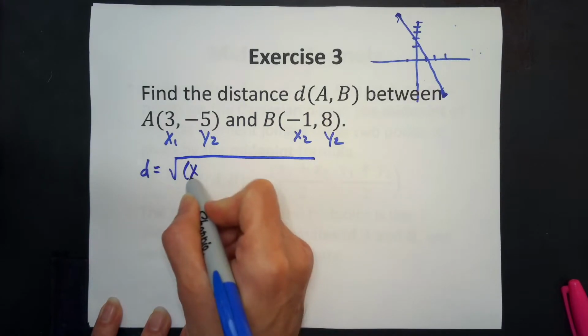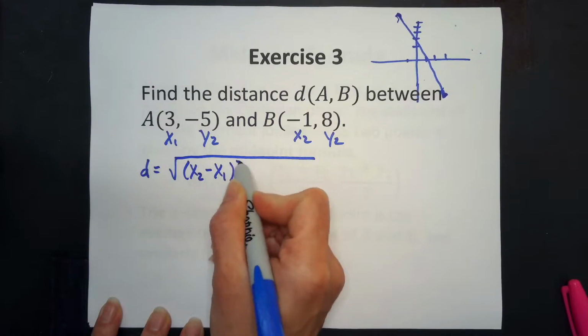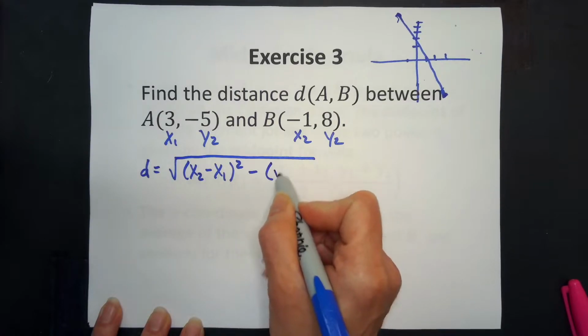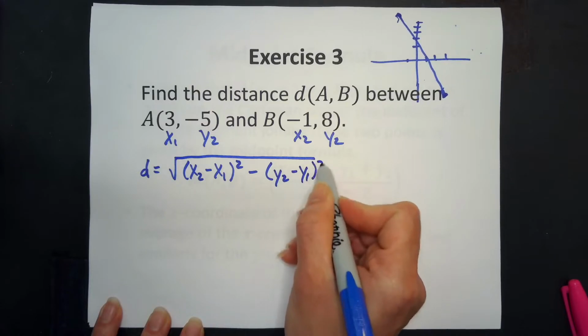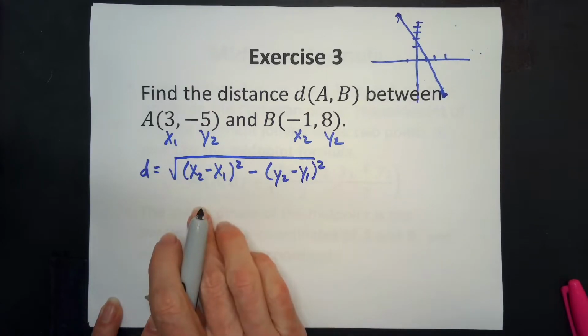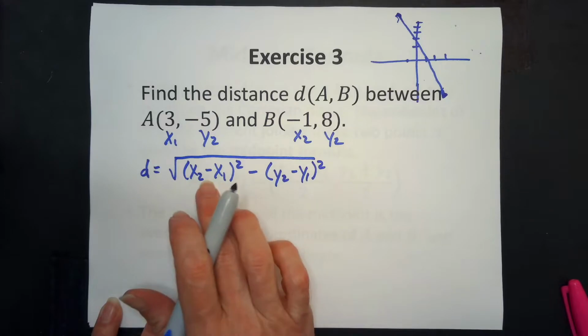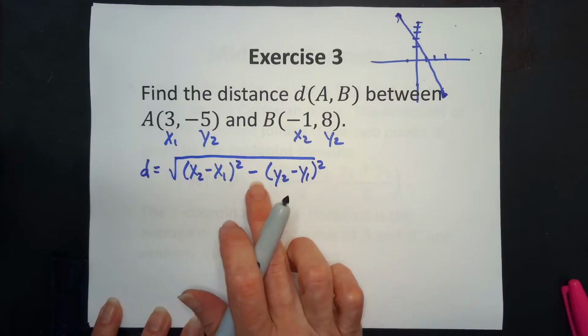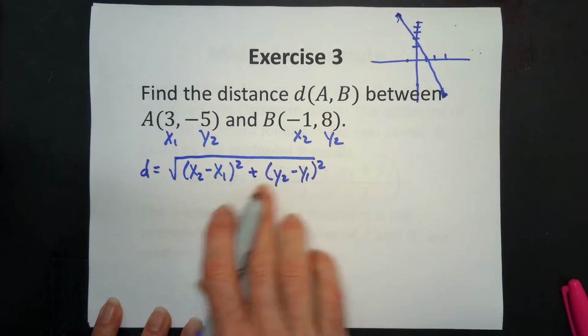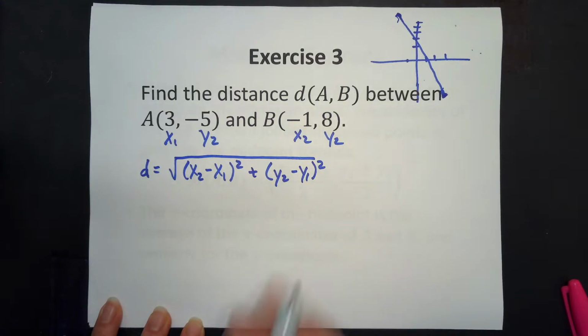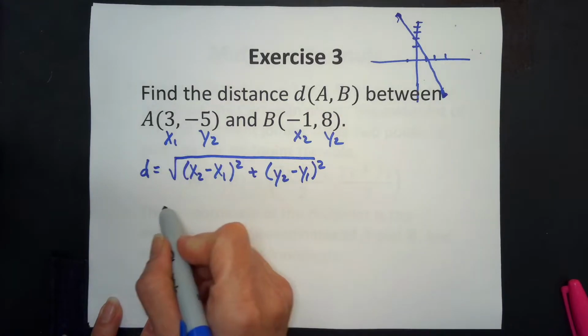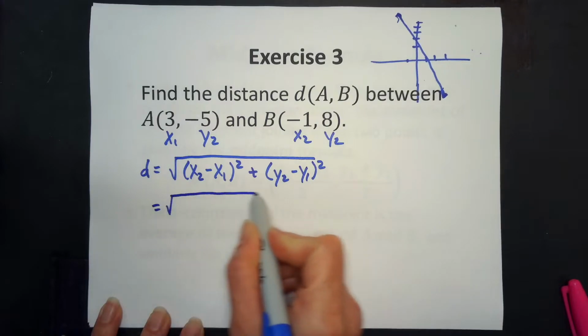So the formula is (x sub 2 minus x sub 1) squared plus (y sub 2 minus y sub 1) quantity squared. Take the square root of all of it. Remember, this essentially is the difference in your x squared plus the difference in your y squared. So here I'm just going to plug those numbers in.